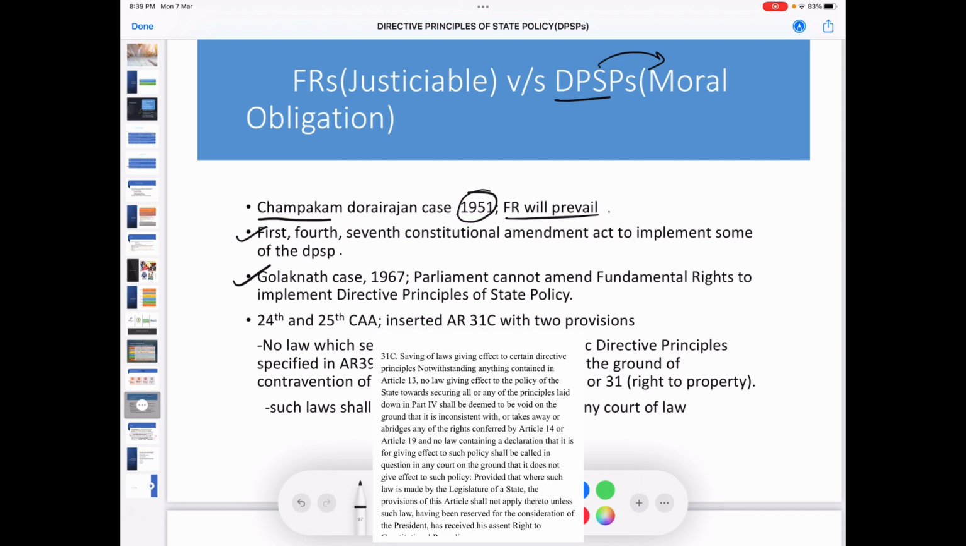Then in 24th and 25th Constitutional Amendment Act, Article 31C को insert किया गया with two important provisions. पहला ये था no law which seek to implement socialistic directive principles specified in Article 39 shall be void on the ground of contravention of fundamental rights conferred by Article 14, 19 or 31. 31 तो repeal हो चुका है, right? I'm talking about 24th and 25th Constitutional Amendment Acts. तो इसका पहला provision ये था.